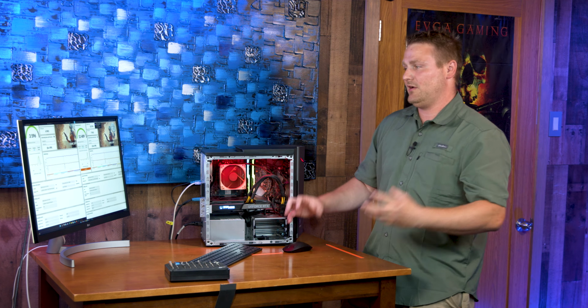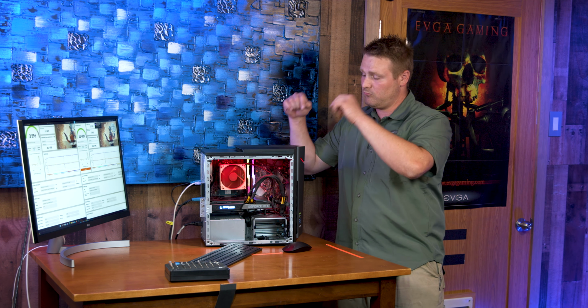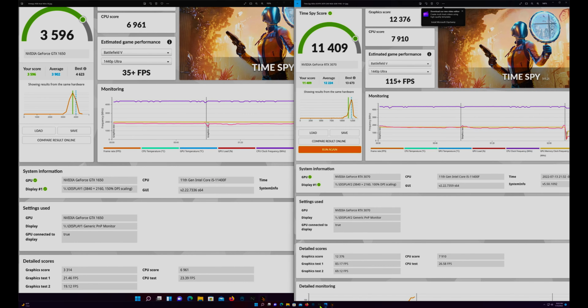That's a huge frame increase. You're talking about like 49 frames per second, 50 frames per second. I mean, that's a big frame increase. If you want to game the crap out of this thing and have some fun gaming, this is where it's at, right here.